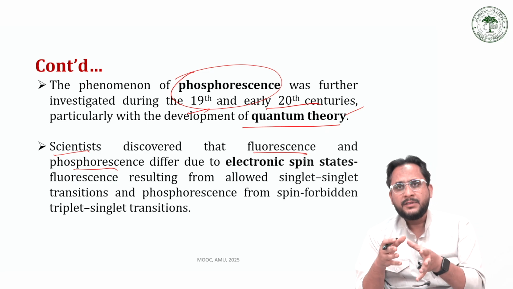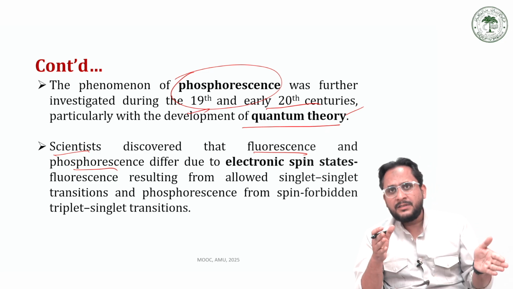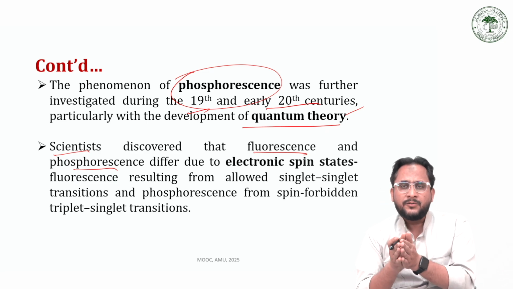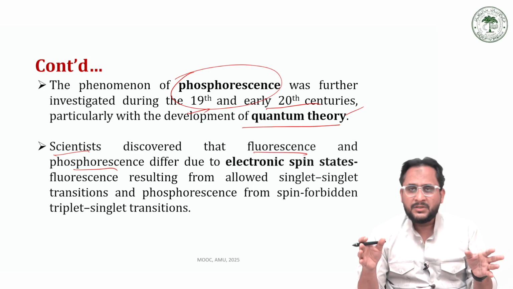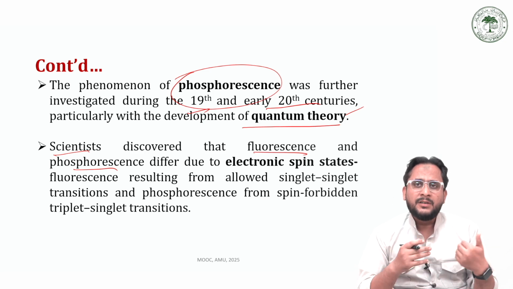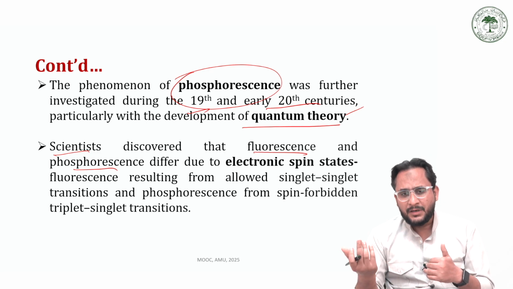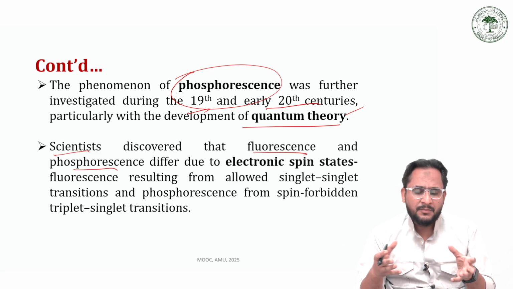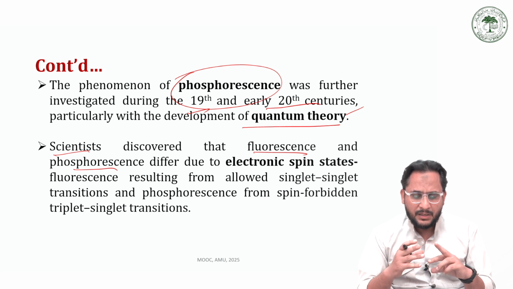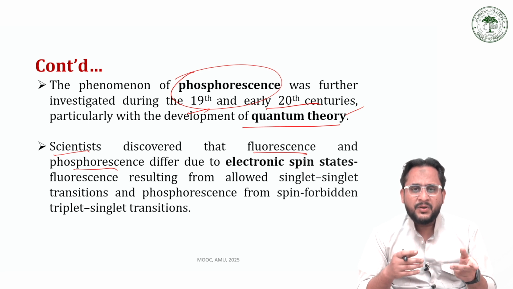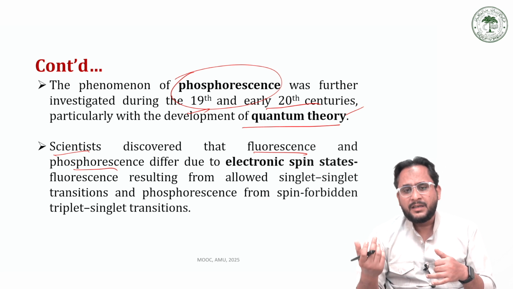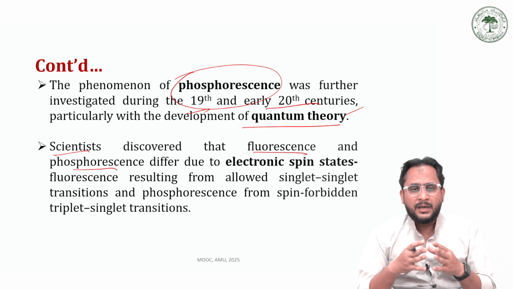Once we cut off the incident light radiation, in case of fluorescence, the light emission is immediately stopped, while in case of phosphorescence, even after cutting off the supply of incident radiation, the sample continues to emit light radiation for a certain period of time. Therefore, the only difference is the time period for which the emission of light exists in these two samples.